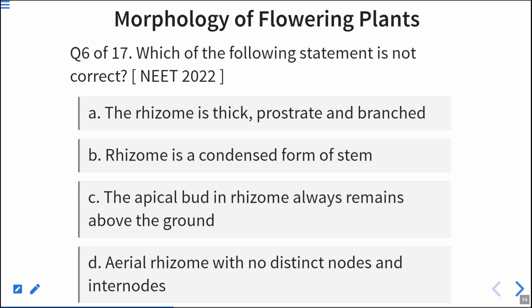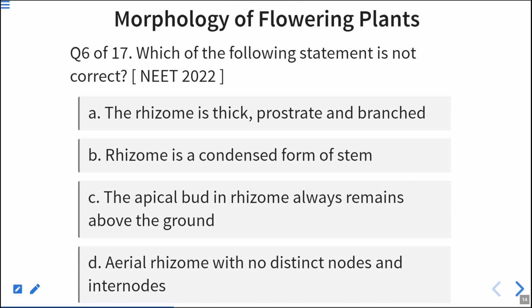And it consists of what? Nodes and internodes. Alright, so this statement is true. Now second, rhizome is a condensed form of stem. Okay, this is also true. Then the apical bud in rhizome always remains above ground. Alright, we will discuss this.